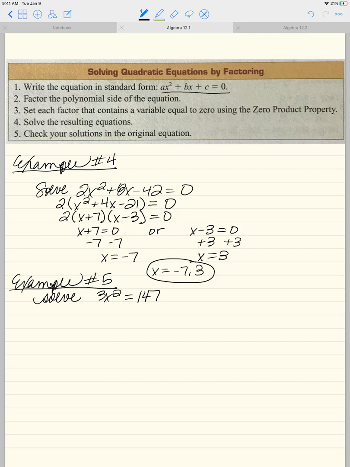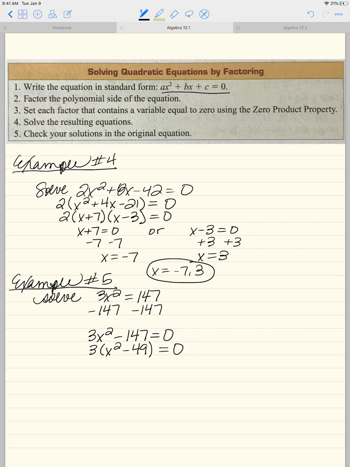What we're going to do first is write this equation in standard form. We are going to set this equal to 0 by subtracting 147 from both sides. That gives us 3x squared minus 147 is equal to 0. Factor out the 3. That gives us x squared minus 49 is equal to 0.